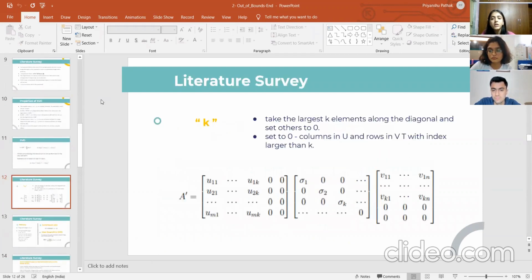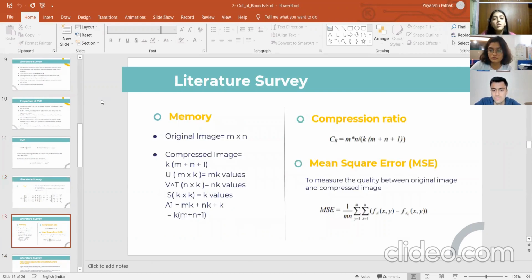So the dimensions become M cross K, K cross K, and K cross N. Next slide. So the memory of the compressed image will turn out to be K into (M plus N plus 1) instead of M cross N. So the compression ratio would be MN upon K into (M plus N plus 1). And MSE is as follows. Next slide.